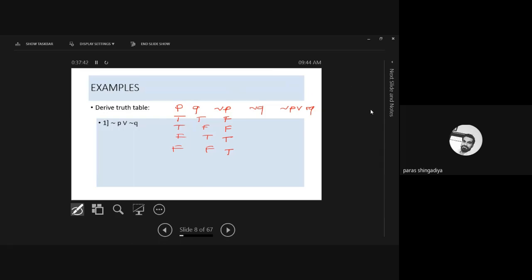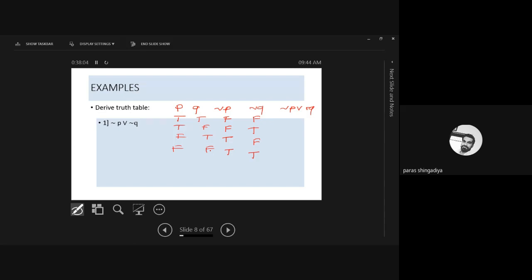And similarly negation Q will be F T F T. TF is given here, so T will convert to F, F will convert to T. It's very easy, not difficult. If you have any questions, please ask. And now we can derive the last answer.